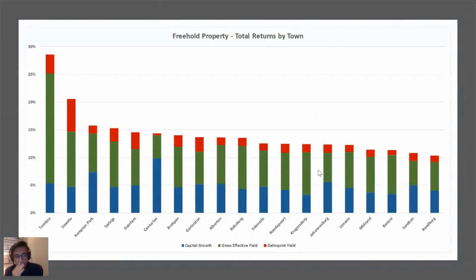Let's have a look at Joburg. Why I started with this one is because I wanted to show you, on the far left, there are opportunities that we're not aware of, and that is in Tembisa. I'm not as familiar with Tembisa as I should be, but that is an opportunity where we're seeing 20, 25 to 30% rental yield.